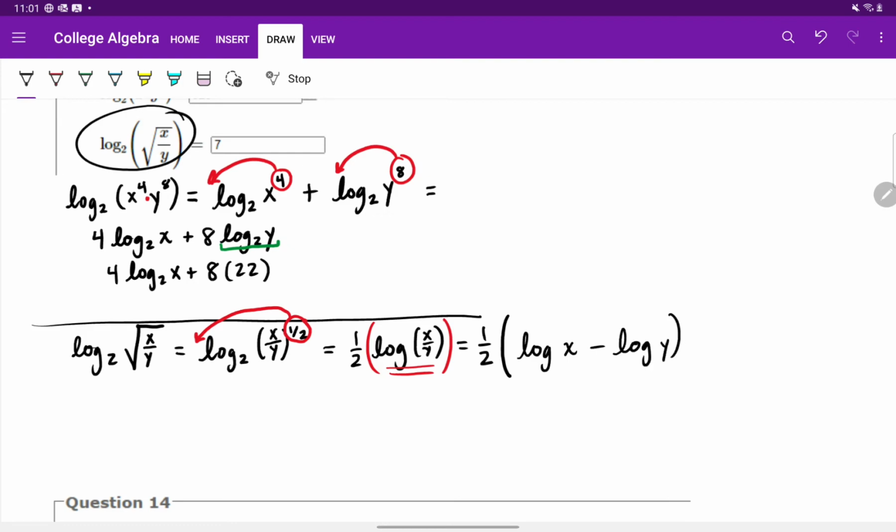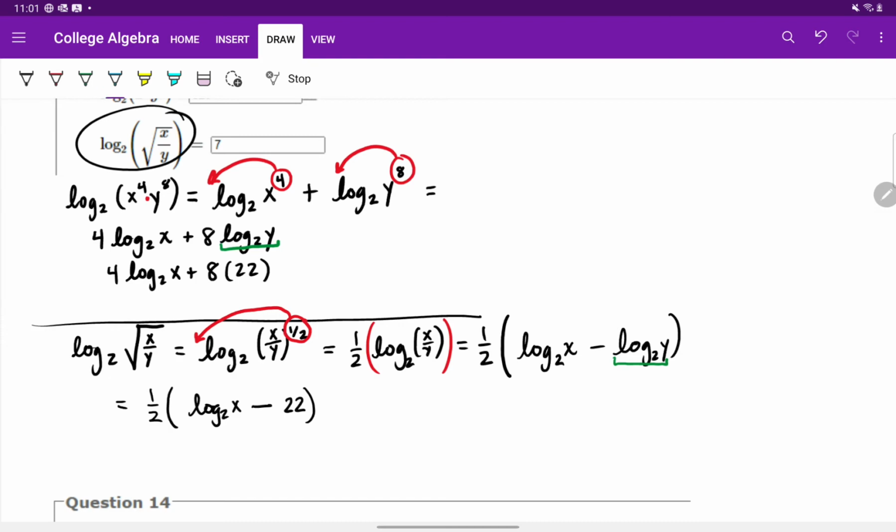And I just realized I forgot to carry my base. So my base is 2, my base is 2, my base is 2. Just forgot to write that. All right. So again, we have that log base 2 of y. So when we rewrite this, we could write it as 1/2 times log base 2 of x minus, but instead of log base 2 of y, we can put 22 in here.